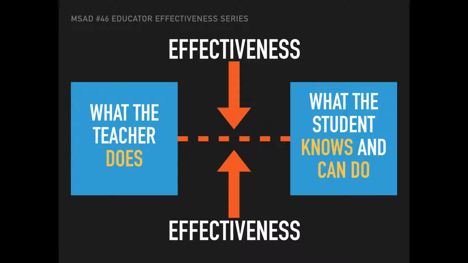As we get started, it's important to remember what we're doing with our Educator Effectiveness Series and what effectiveness is. Effectiveness is that bridge, that connection between what the teacher does and what the student knows and can do. So let's talk about effectiveness and let's talk about our definitions.